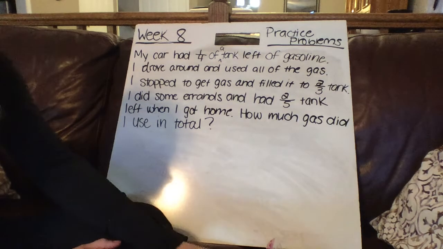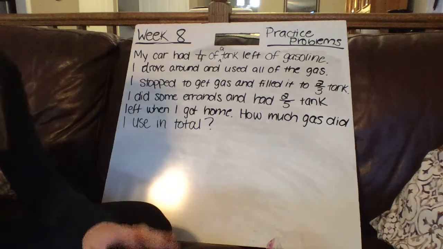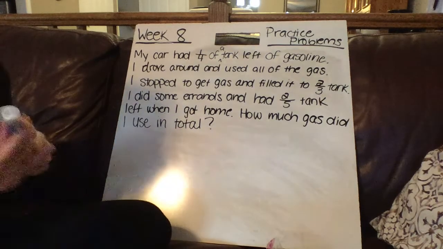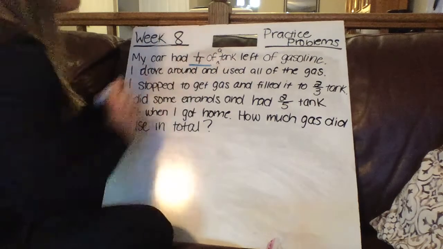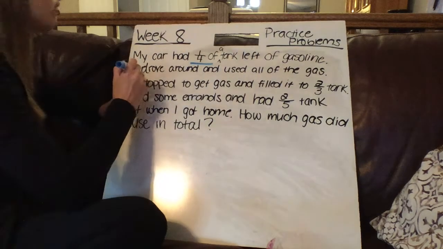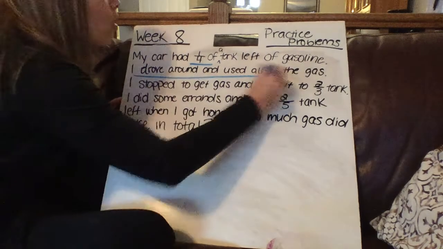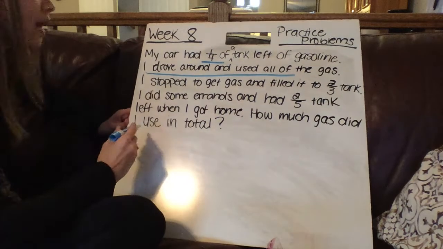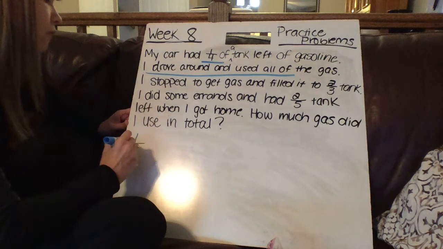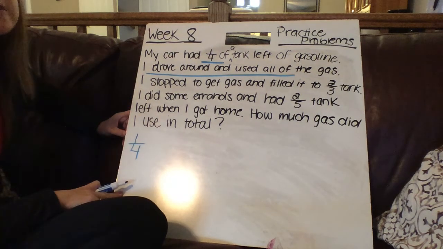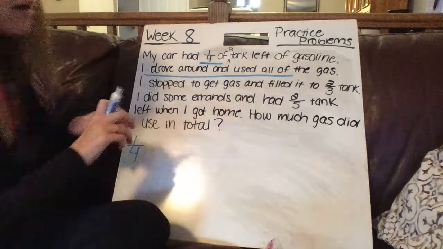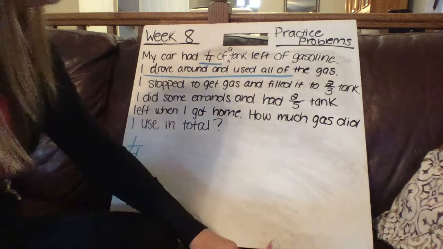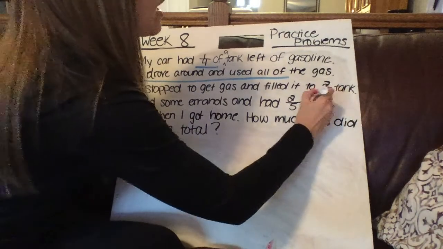So again, this sounds a little wordy and it sounds like a lot of steps, but it's not too bad if we break it down a little bit. So let's go step by step. So my car had 1/4 of a tank left of gasoline, and I drove around and used all of it. So already I know I used 1/4 of a tank of gas. Next, I stopped to get gas and I filled it to 2/3. Okay, so now I'm going to use a different color. Now I have 2/3 of a tank of gas.